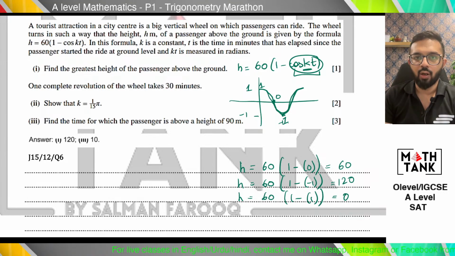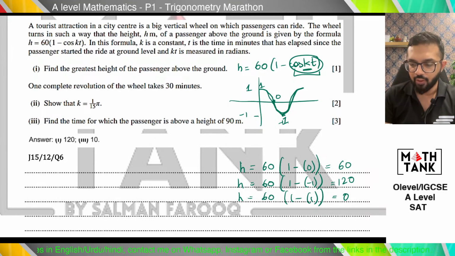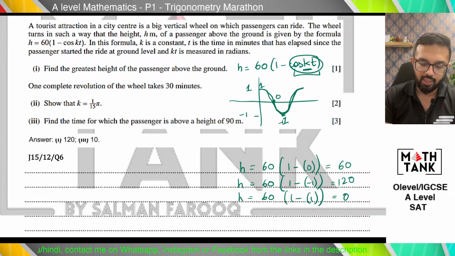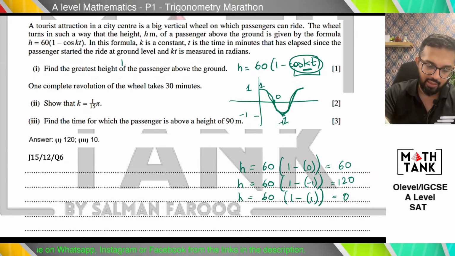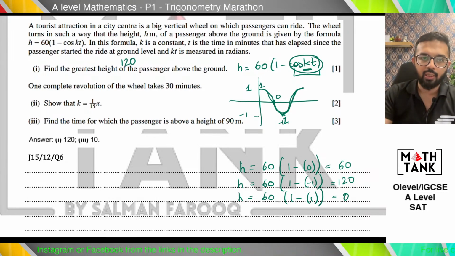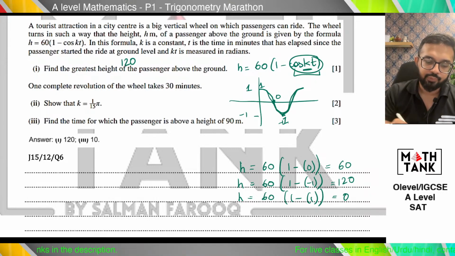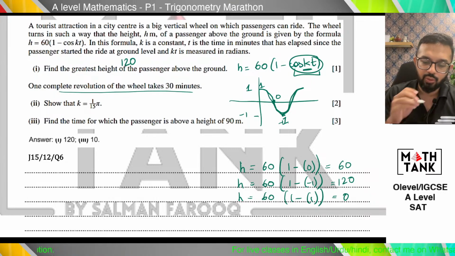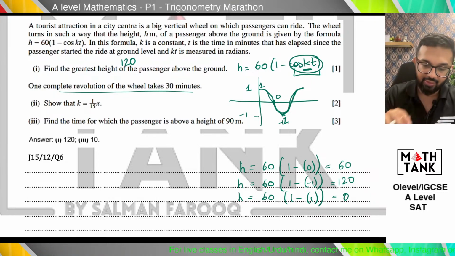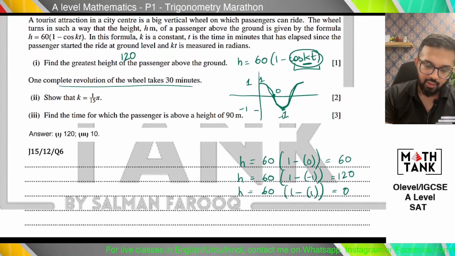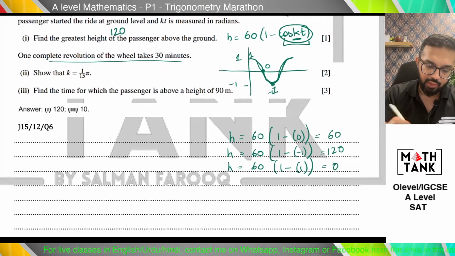So the graph of 60 times 1 minus cos kt will go from 0 to 120. So what is the maximum height of the passenger? 120 is the maximum height of the passenger. Okay. One complete revolution of the wheel takes 30 minutes. One complete revolution takes 30 minutes.